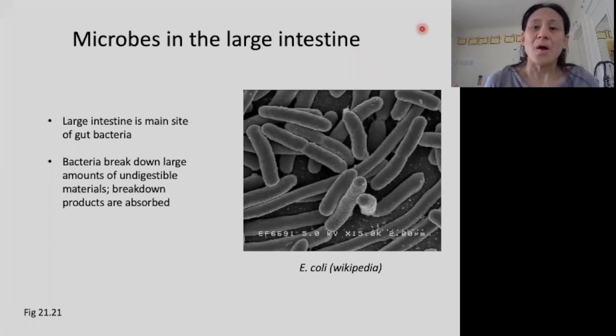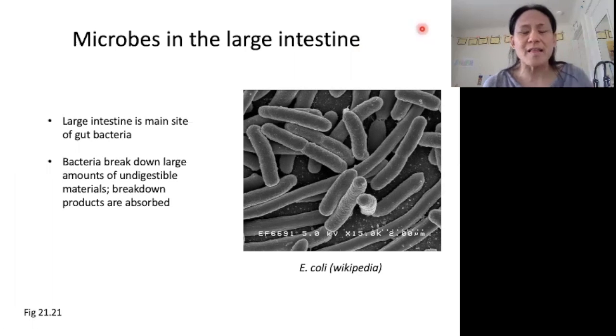Okay, so as I mentioned in that first slide about the large intestine, we have a variety of bacteria living in our large intestine. In fact, the number of bacteria that we have living in our digestive tract is roughly 10 times as many as the number of cells in our body. Okay, so there's a lot of them. And the vast majority of the bacteria that live in our digestive tract live in our large intestine.